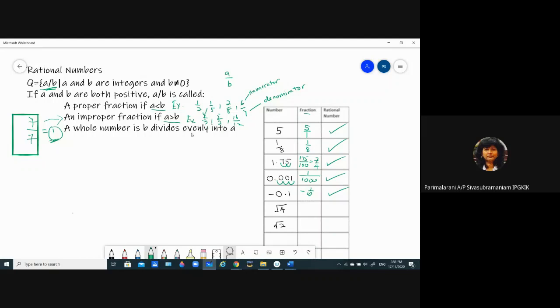How about the square root of 4? Can we write this as a fraction? 2 over 1. Yes, we know the square root of 4 is 2, so this is 2 over 1. So this is a rational number. How about the square root of 2?